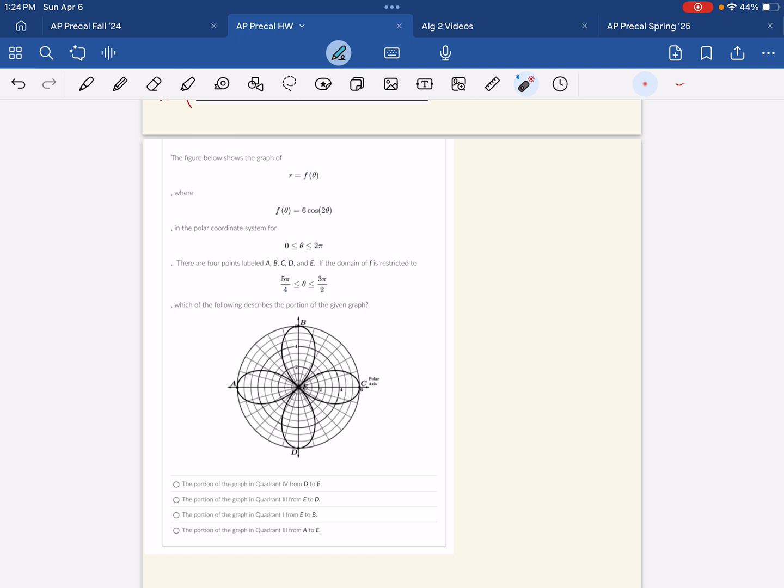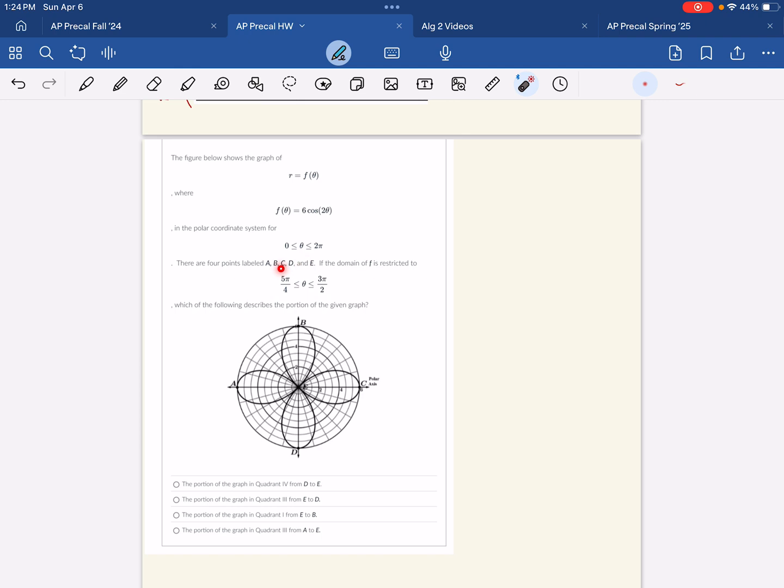So here's the next one I picked. It says the figure below shows the graph of r equals f of theta, where f of theta is 6 times cosine of 2 theta in the polar coordinate system, theta radians between 0 and 2 pi, and there are 5 points labeled A, B, C, D, and E. If the domain is restricted from 5 pi over 4 to 3 pi over 2, which of the following describes the portion of the given graph?